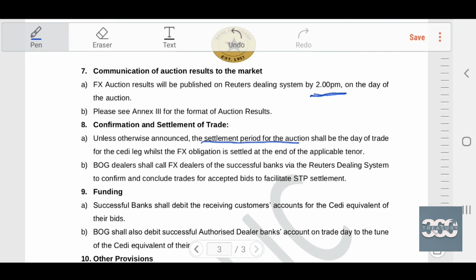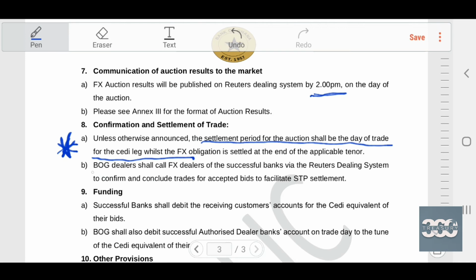Settlement, so payment, this is interesting. The payment of the CD leg will be the same day. The FX obligation is settled at the end of the applicable tenor. Now this is a very crucial point, so I'll pause here. Now what they are saying is that when you bid and you win the bid, central bank will debit your CD leg immediately you win the bid. However, the supply of the foreign exchange, which is the USD, will be at the end of the applicable tenor.